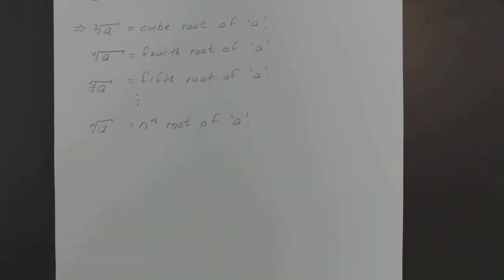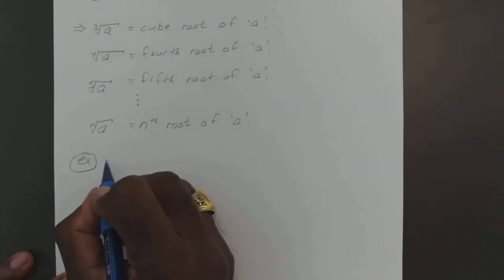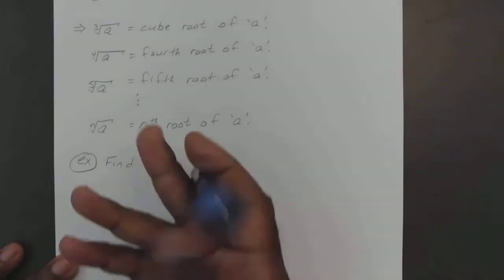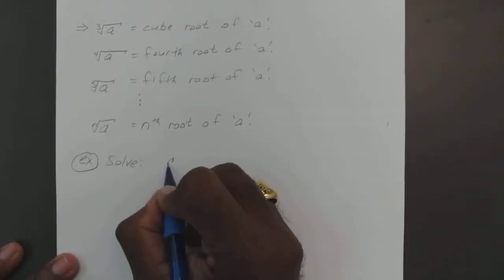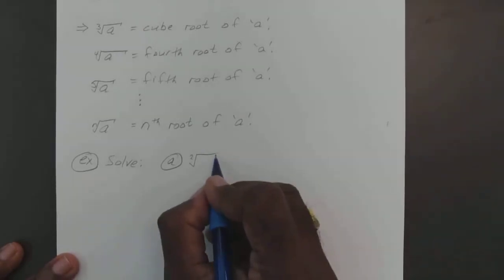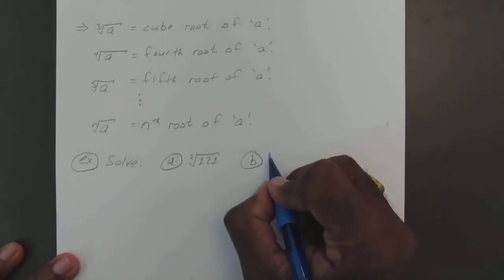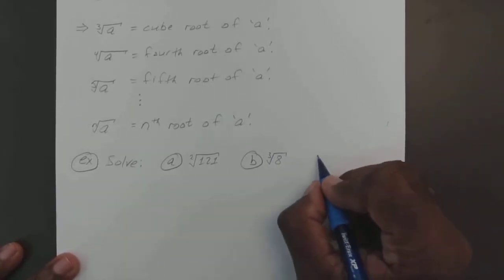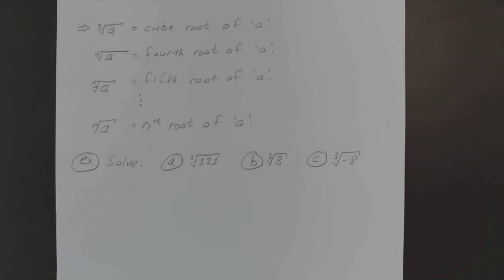All right, so we're going to make the association from square root and see how that relates to the rest of them. So let's say, for example, solve, for problem A, the square root of 121. And for problem B, say the cube root of 8. And for problem C, the cube root of -8.